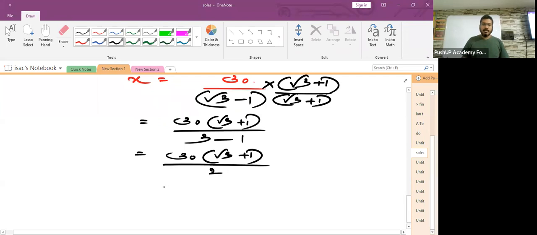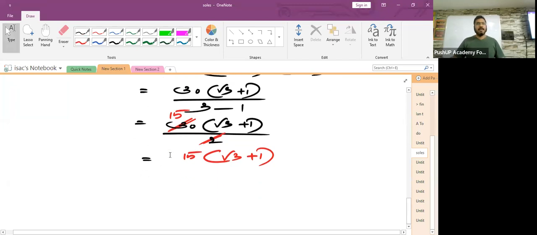Divided by 3 minus 1 is what? 2. Now children, can't we cancel 2 and 30? Yes, we can cancel 2 and 30. So 15 into root 3 plus 1. This way you can cancel. See this 2 and 30, I'm cancelling it.